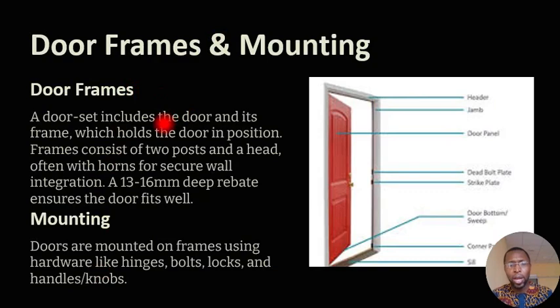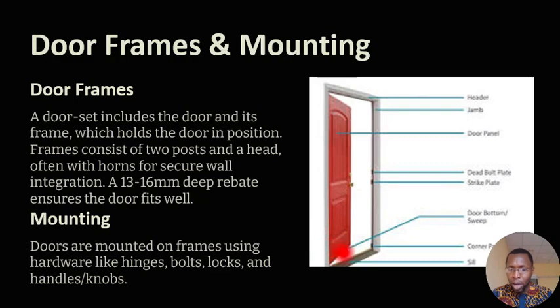Door frame actually consists of two posts and a head. The door frame is just a place where the door is mounted. These spaces here, this wood here that you can see, is what we call the door frame. Okay, it consists of two posts. The posts are the vertical part, this line here and this line here, and then one head. The head is the top.